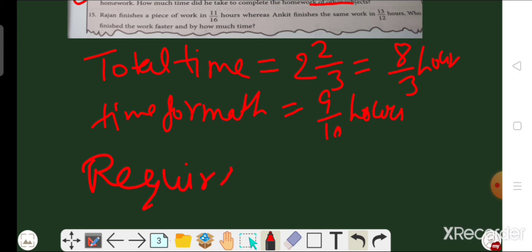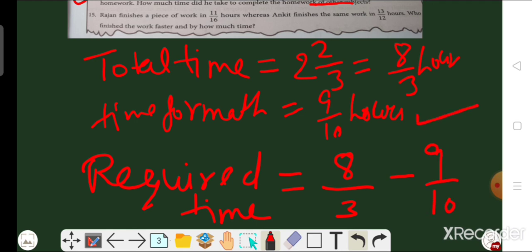Required time is equal to the difference of 8 by 3 and 9 by 10. We can calculate the required time by subtracting the math subject time from the total time. This is the total time and this is the math time. So 8 by 3 minus 9 by 10. Okay, now we have to solve this difference.